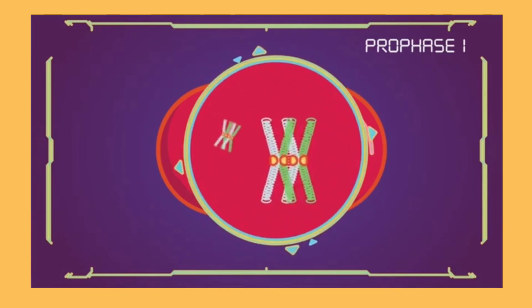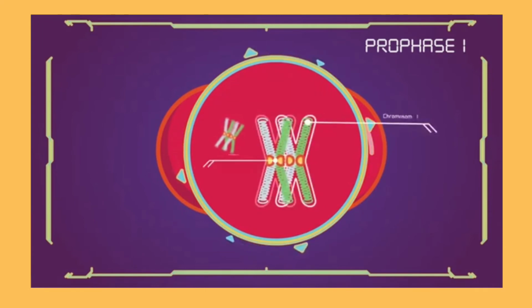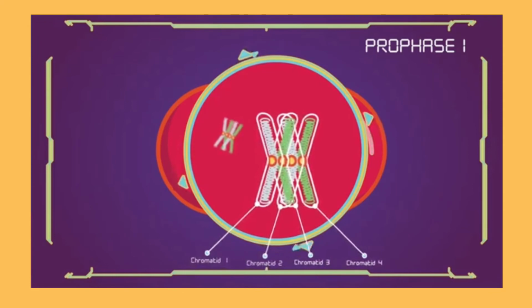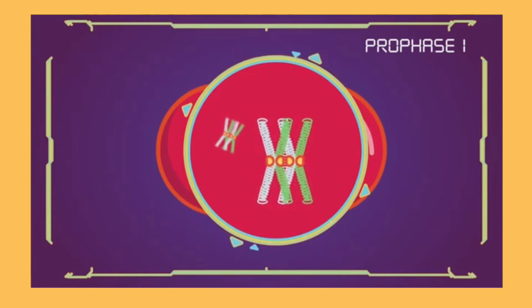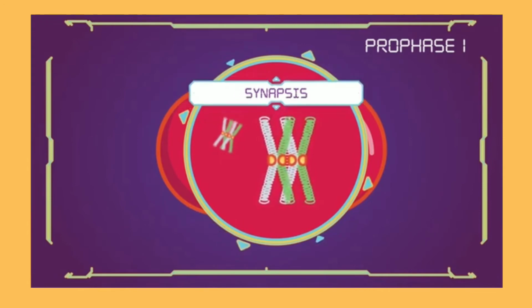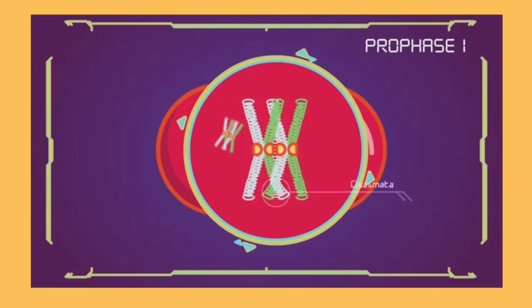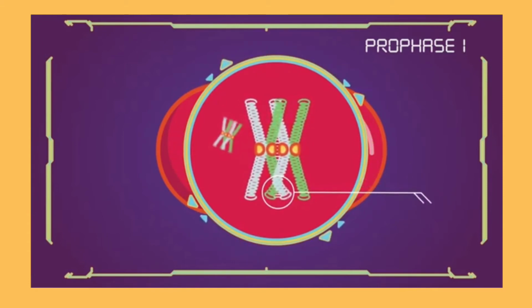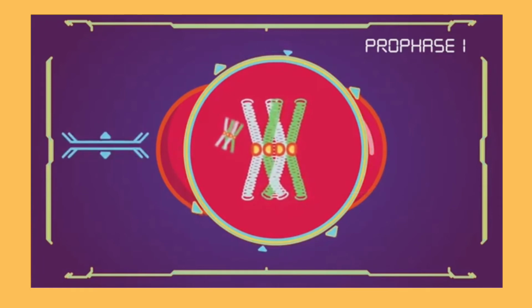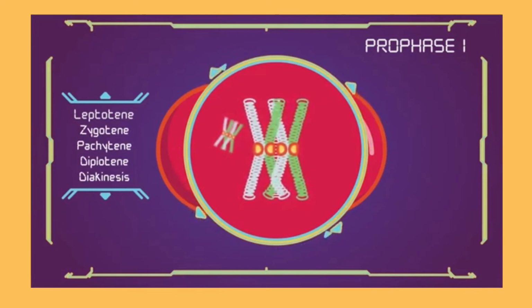The paired and replicated chromosomes are called bivalents or tetrads, which have 2 chromosomes and 4 chromatids, with 1 chromosome coming from each parent. The process of pairing the homologous chromosomes is called synapsis. At this stage, non-sister chromatids may cross over at points called chiasmata, plural, singular chiasma. Prophase 1 has historically been divided into a series of substages, which are named according to the appearance of chromosomes.